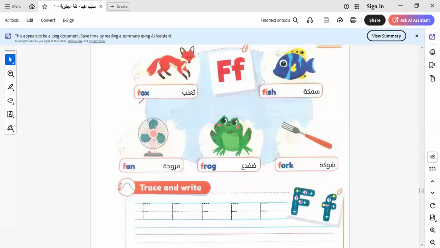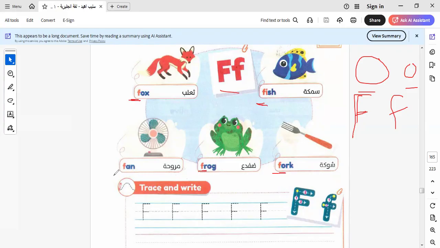Okay, here we have fox, here we have letter F. So in this part we learn capital O and small o. We also learn capital F and small f, and how to write capital F and small f. Here we have fox, fish, four, frog.